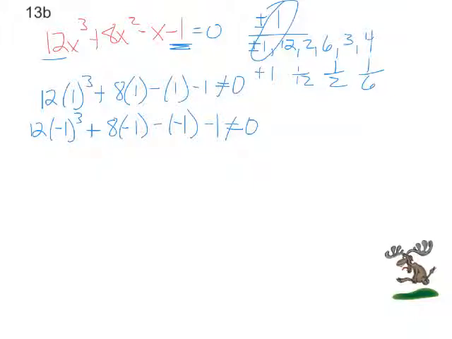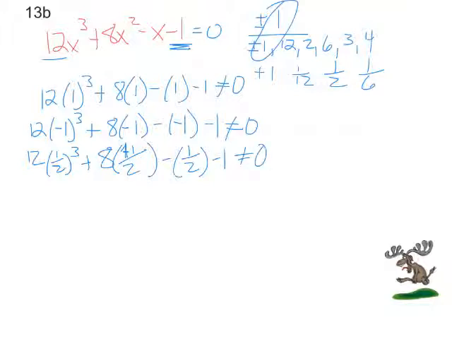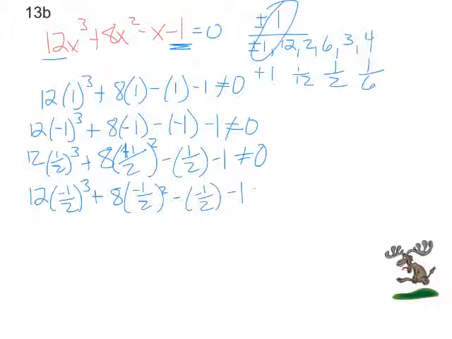So let's move on to the next one, maybe 1/2. So 1/2 in here, 8 times positive 1/2, minus 1/2 minus 1, and again this doesn't equal 0. And this is when I start to think looking at a graphing screen can help you narrow this down, and we're relying on a calculator. Fortunately, by the time I get to the negative 1/2, I find that that does equal 0. So I know negative 1/2 is an answer.